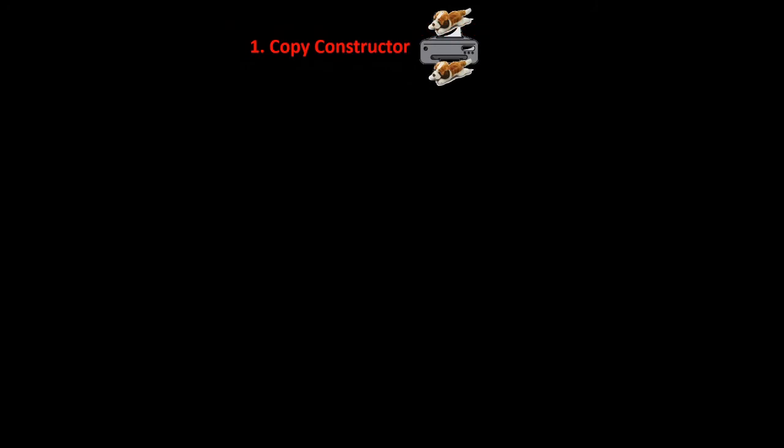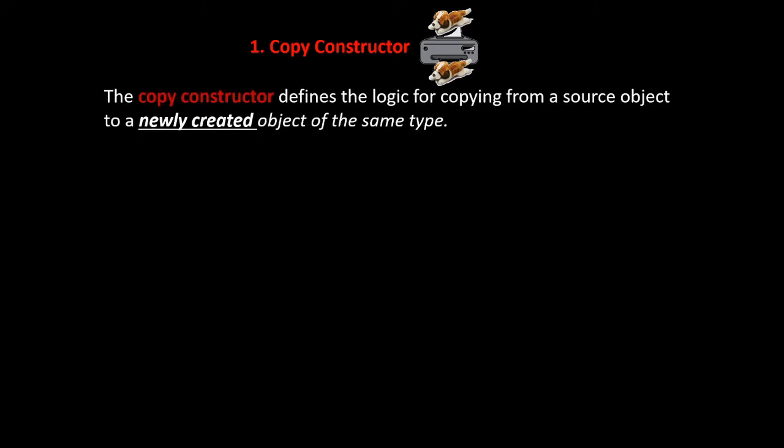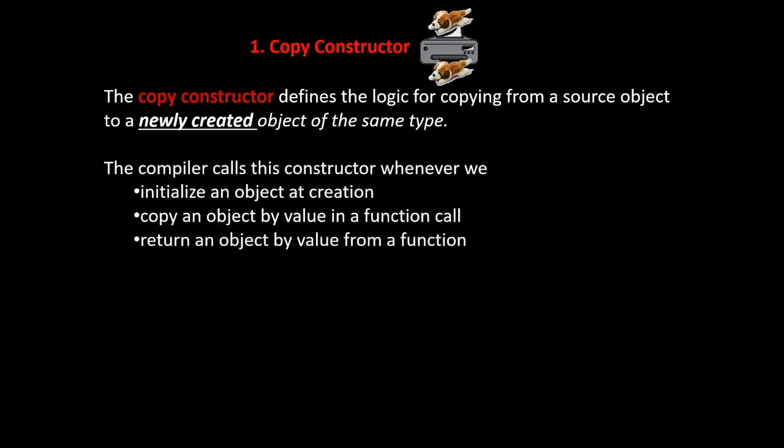So if we talk about the copy constructor, the copy constructor defines the logic for copying from a source object to a newly created object of the same type. The compiler calls this constructor under 3 conditions: whenever we initialize an object at creation, copy an object by value in a function call, and return an object by value from a function. That's when we're using this copy constructor.